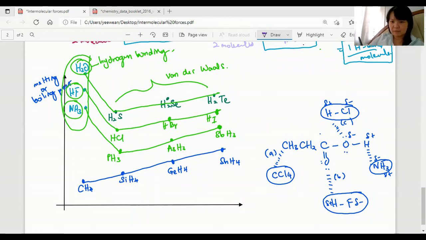Let's look at some examples here. So A, this part of the carboxylic acid, this is the R part, the electrons are evenly distributed. And CCl4 looks like this, so it will cancel out all the dipoles. Therefore, there's no dipole moment here. If there's no dipole moment, therefore this is induced. So A is London forces.